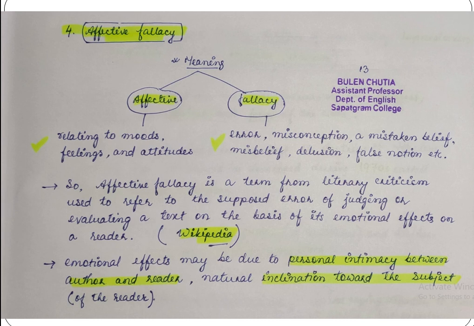The emotional effect may be due to the personal intimacy between the author and the reader, or may be due to the reader's natural inclination towards the subject that the writer is writing. So if the reader is highly inclined towards the subject, then he will be judging that particular text in a different way, in a biased manner. And here the error will occur. Due to the mood, due to the feeling, due to the attitude towards something, the judgment becomes biased.